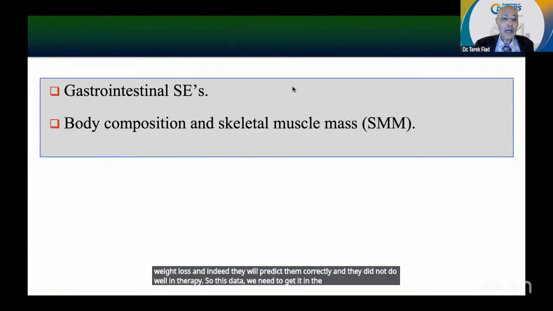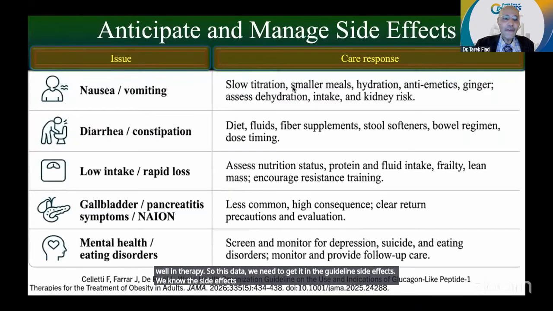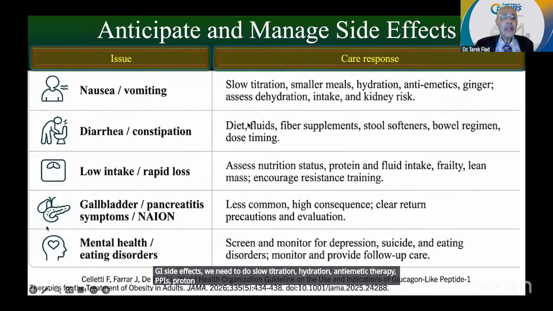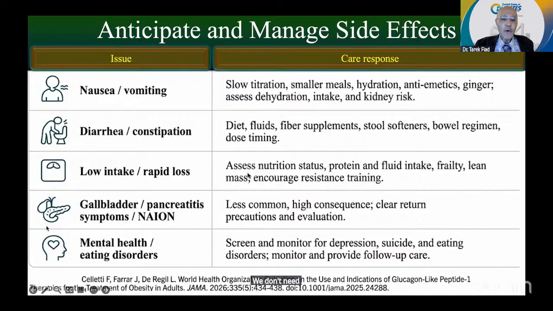Side effects, we know the side effects. I need to go very quickly because I reached my time. GI side effects: we need to do slow titration, hydration, antiemetic therapy, PPIs, proton pump inhibitors. For diarrhea and constipation, modify the diet. With rapid weight loss, we don't need a full dose. Educate patients about gallbladder disease. NAION, extremely rare, linked to semaglutide only. Support them with mental health.